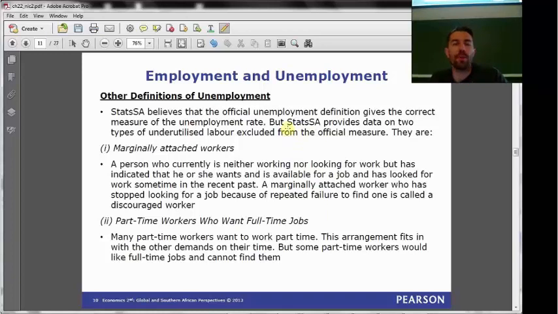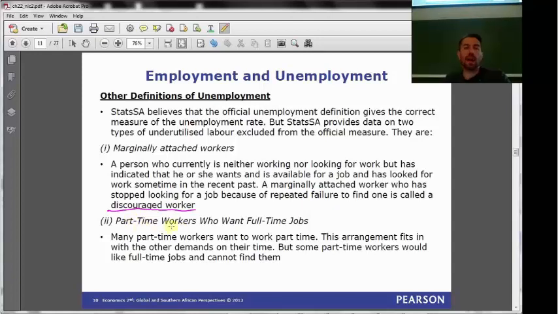So, although that is the official unemployment rate, there are two other kinds of unemployment rates that we've already discussed. First of all, if we consider something called marginally attached workers, another name for marginally attached workers is discouraged workers. Okay? So we've seen how the unemployment rate changes when we include people that are discouraged, right? They're also referred to as marginally attached. So a person who currently is neither working nor looking for work, but has indicated that he or she wants and is available for a job and has looked for work at some point, is called a marginally attached worker. Okay? So someone that's not looking for a job but would be happy to do a job if a job was made available. Okay? Discouraged.